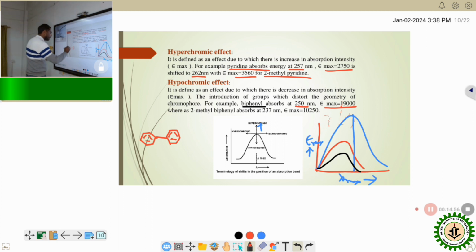But if one methyl group is present, due to methyl hydrogen interaction, the planarity is lost. Due to this type of repulsion, the planarity of the biphenyl rings is lost. And for this reason, due to loss of planarity, its absorbance intensity is also reduced. So this type of effect is known as the hypochromic effect.